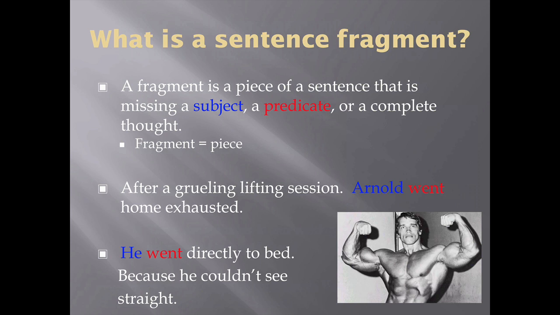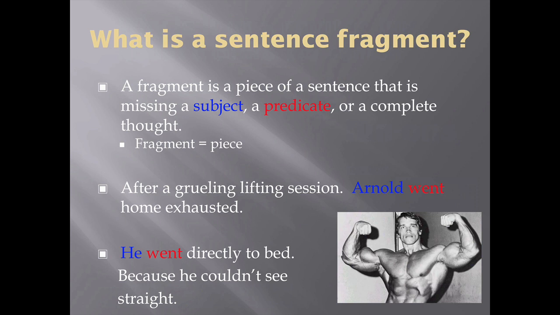So let's take a look at a couple of examples. If you put these 2 sentences together: after a grueling lifting session, Arnold went home exhausted. You've written it as 2 sentences, but unfortunately, really what you have is a sentence piece, and then a complete sentence. So your complete sentence is Arnold went home exhausted. You have the subject Arnold, predicate went, and a complete thought. After a grueling lifting session isn't a complete thought. It's just additional information telling when Arnold went home. So it can't sit there in that space looking like a sentence. That's a grammatical mistake. It's called a fragment.